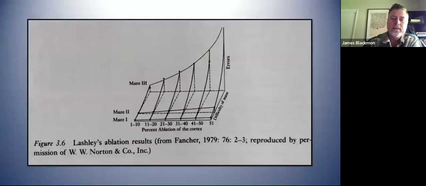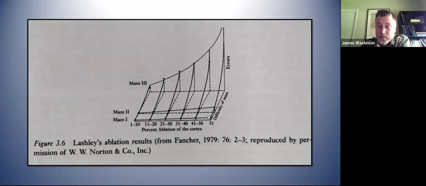In fact, I finally took this from the book because I got sick of drawing it all the time. You can map this out in three dimensions. From left to right, from 1 to 10 all the way to 51, that's the percent of the cortex that is removed. Okay.